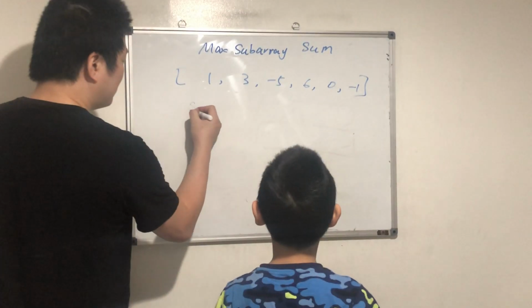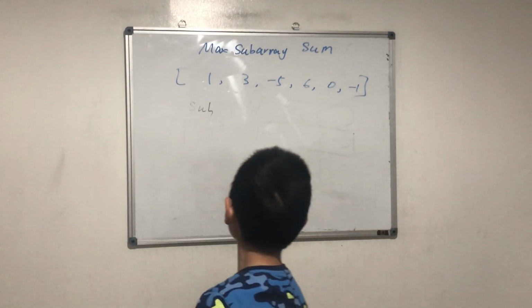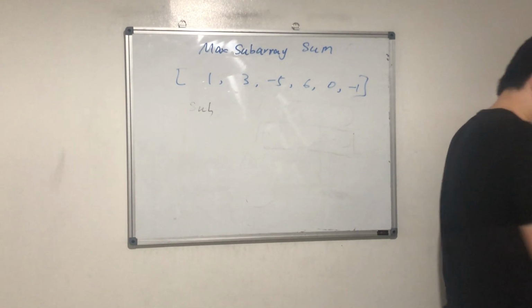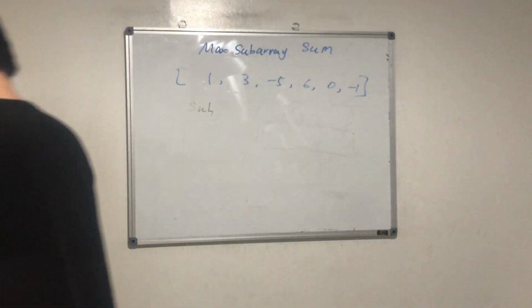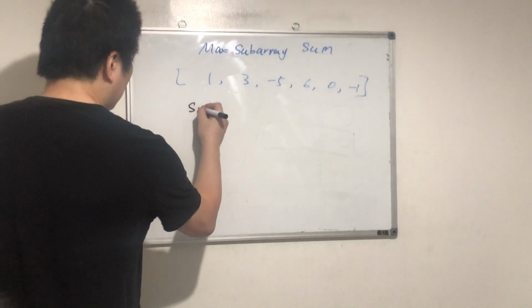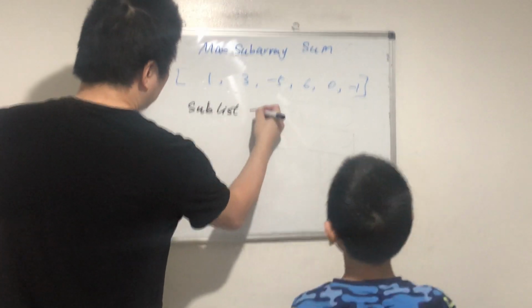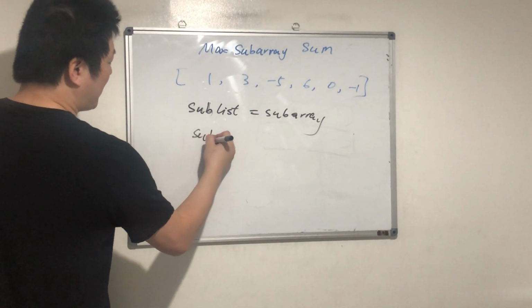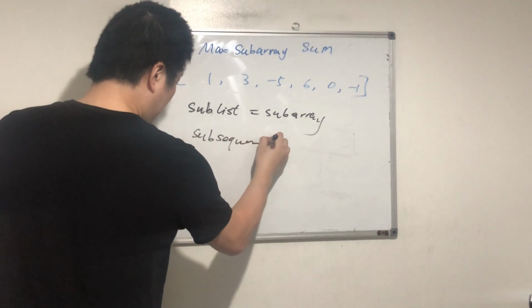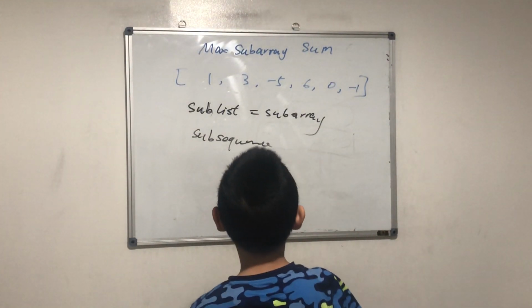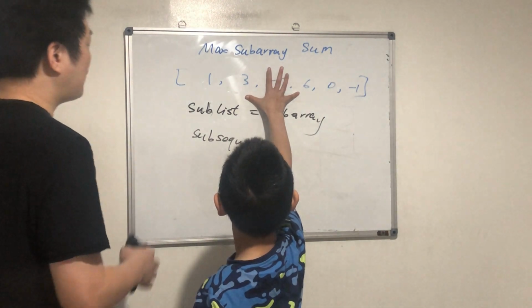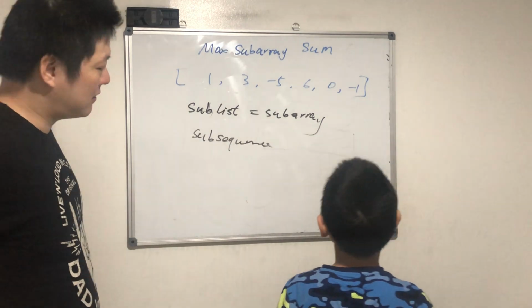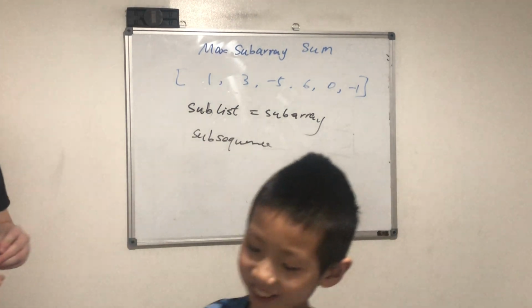So what's a sublist? Can you tell me, and how is that different from a subsequence? Subsequence is what we talked about with the longest palindromic subsequence. A sublist, like a subarray, is continuous, consecutive. A subsequence can be any.